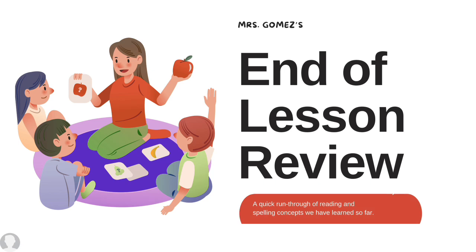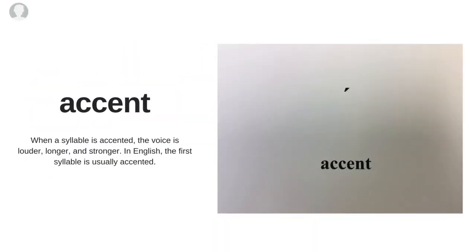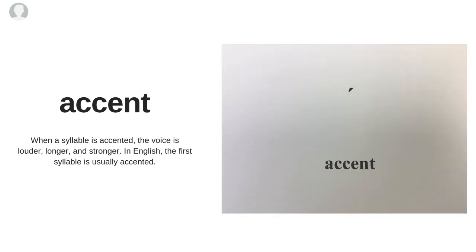Mrs. Gomez's end of lesson review. A quick run through of reading and spelling concepts we have learned so far. Sound. Accent. When a syllable is accented, the voice is louder, longer, and stronger. In English, the first syllable is usually accented.